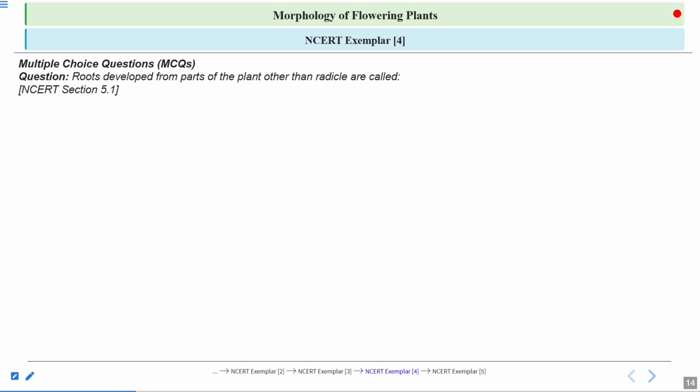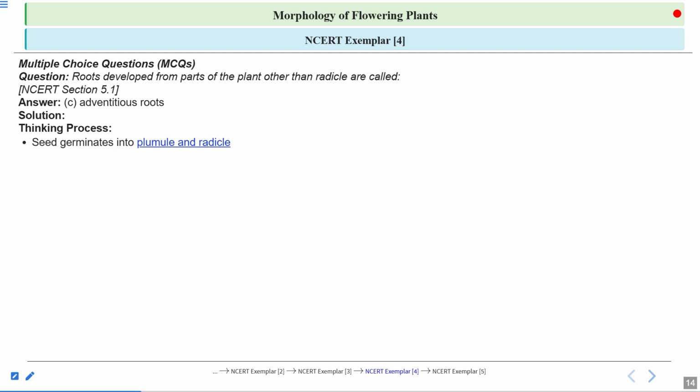Roots developed from the parts of the plant other than radicle, right? Other than radicle, what is that called? It is called adventitious roots. Yes, C option is correct. Adventitious, right? Let us see the explanation part.